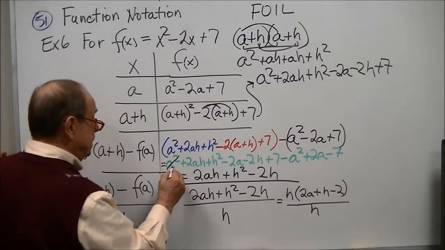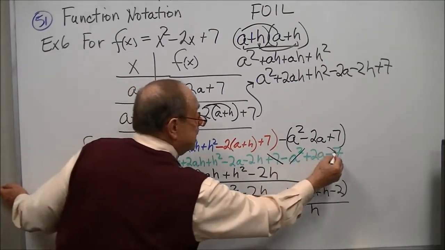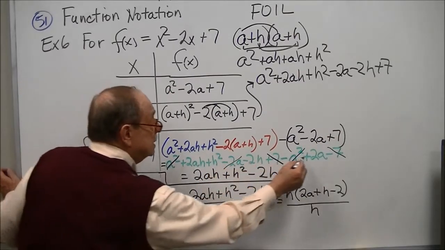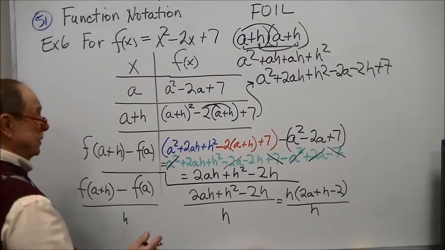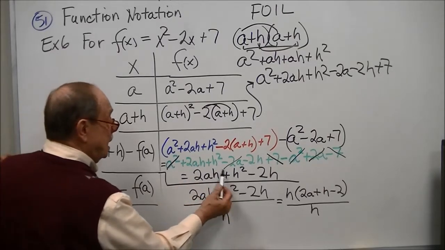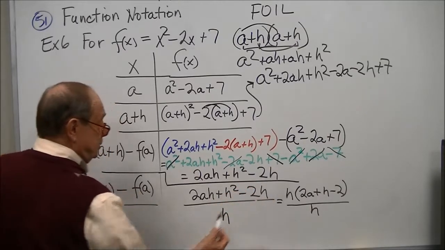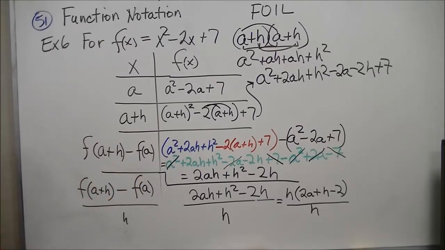Now notice my a squares cancel out. My plus 7 and a negative 7, that subtracts out. My positive 2a and a negative 2a cancel out. So what am I left with? Well, I'm left with a 2ah, which I have here, h squared, which I have here, and then a negative 2h. And that's all for this one. Again, it's tedious, I know, and it's just got to go slow, check your signs.